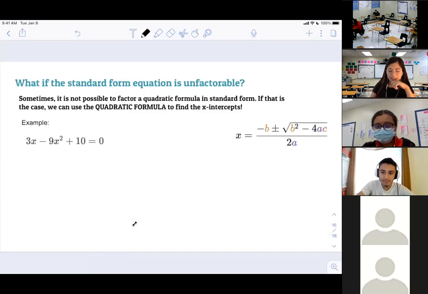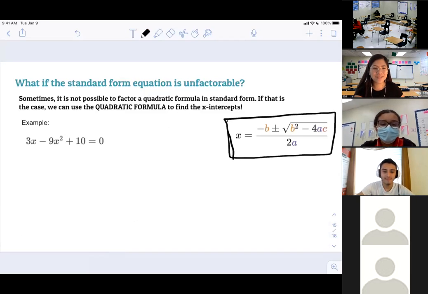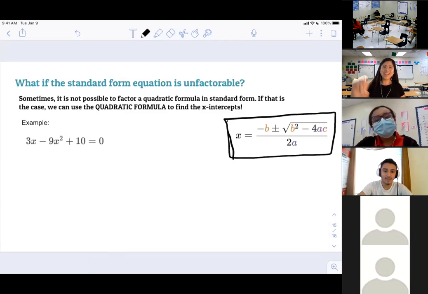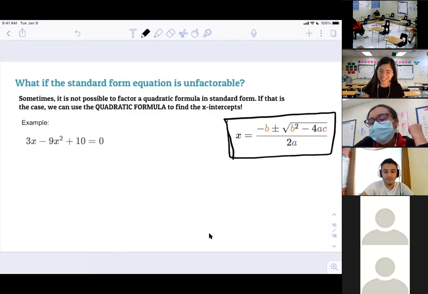This is where we get everybody's favorite song. We remember this, right? x equals negative b plus or minus the square root of b squared minus 4ac, all over 2a.